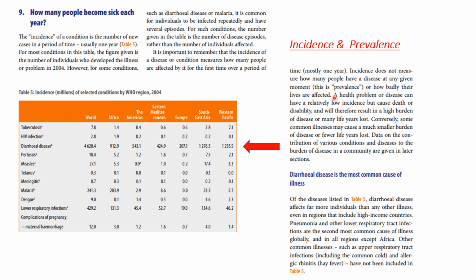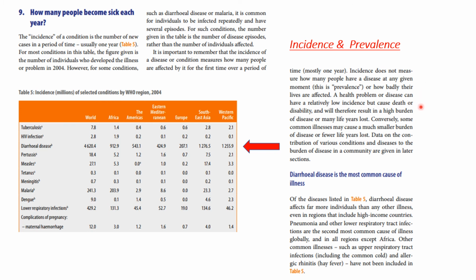And you see, if it's prevalent, like someone who develops rheumatoid arthritis probably has it for the rest of their life, even though it started at a given year. So that is prevalence. It is how many people have a disease at any given moment. That's the kind of thing that was getting reported when it's talking about the number of people who tested positive for COVID-19. That's prevalence. How badly their lives are affected.